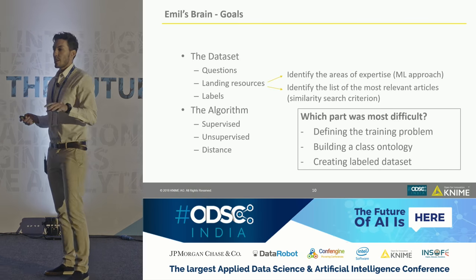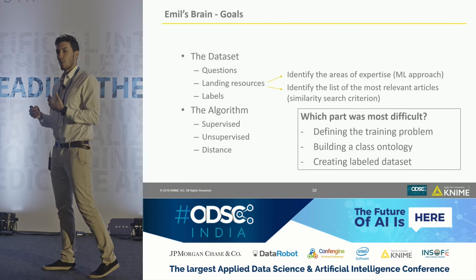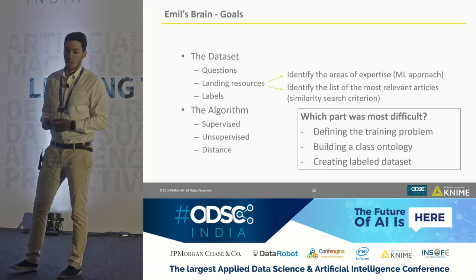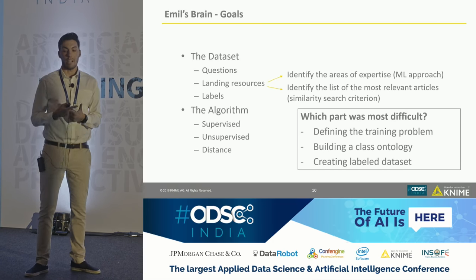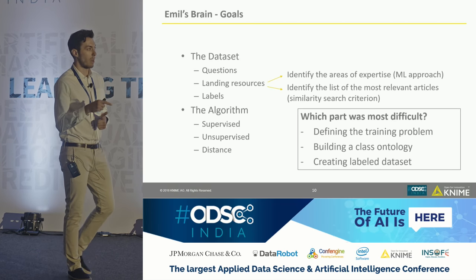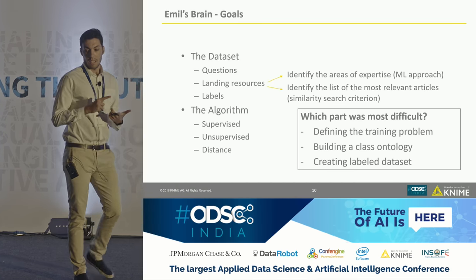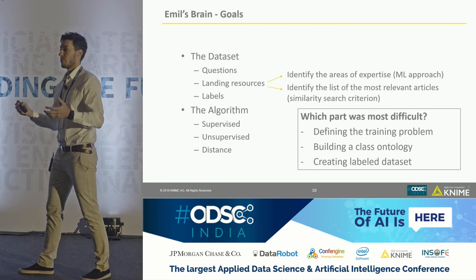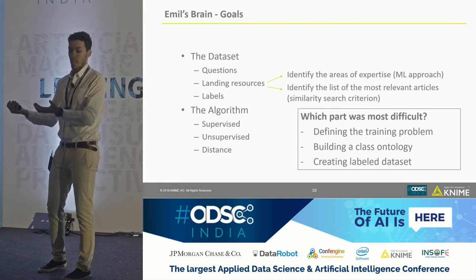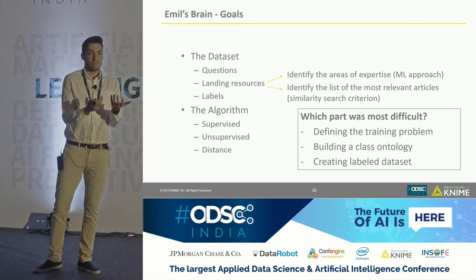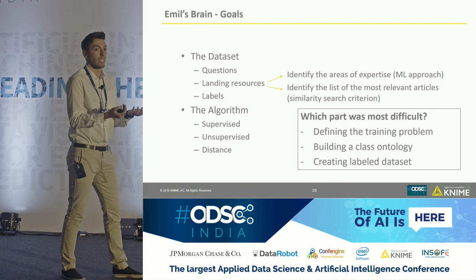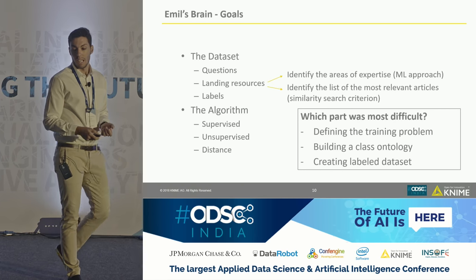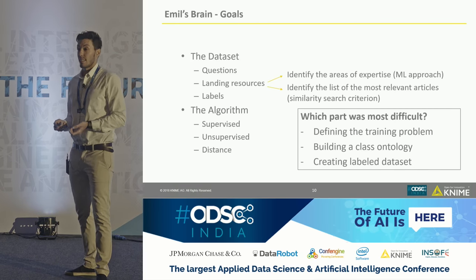So there were some parts in this project that were not that easy, let's say. First of all, defining the training problem. I will come back to this. Second of all, building a class ontology, because we had a list of technical materials, but we didn't have a class system for the model that we wanted to train. And also creating a labeled data set.